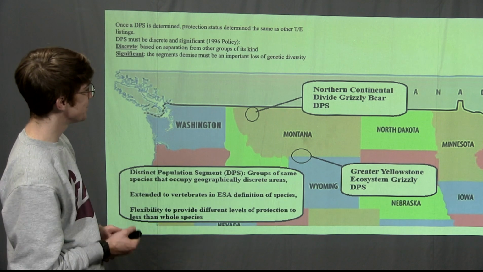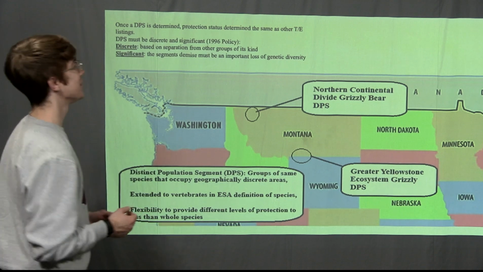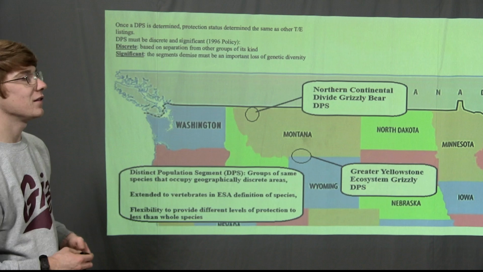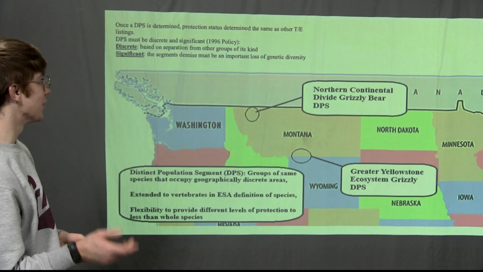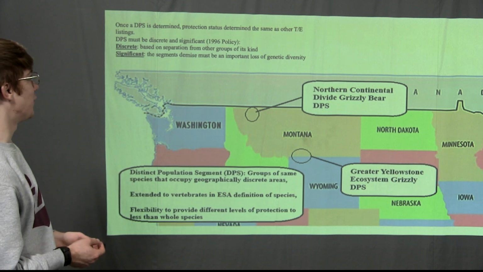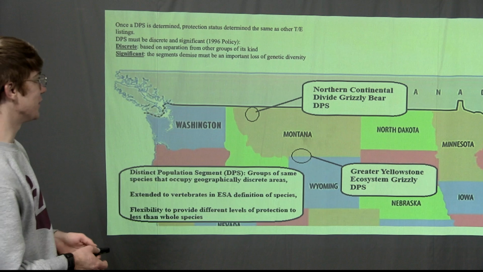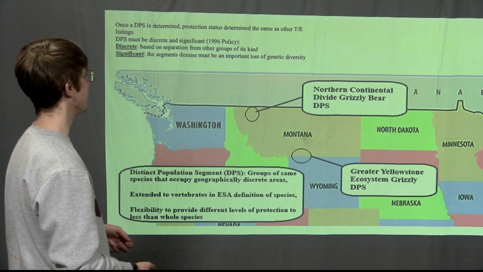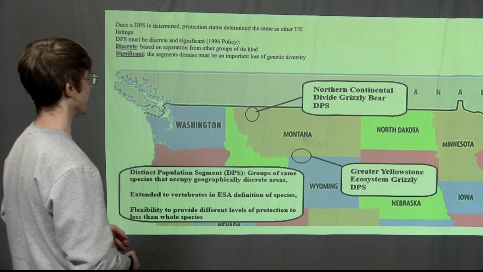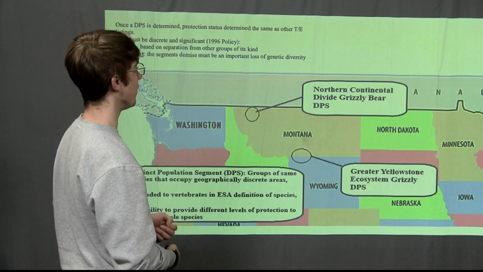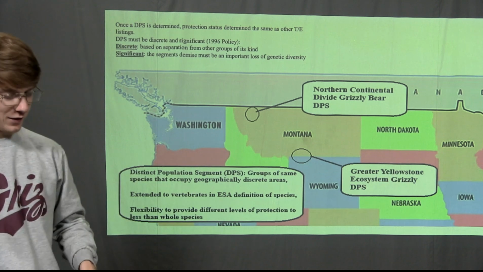So maybe it's that if it were to be lost, the species as a whole would lose genetic diversity. So if the Northern Continental Divide distinct population segment was lost, it'd be a loss of genetic diversity for the species as a whole. Okay, I'll have to think on that one a little bit.